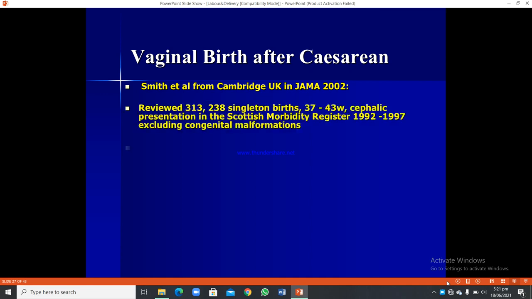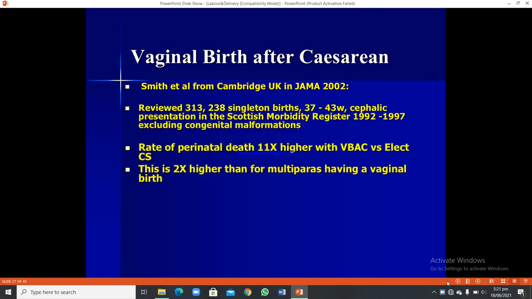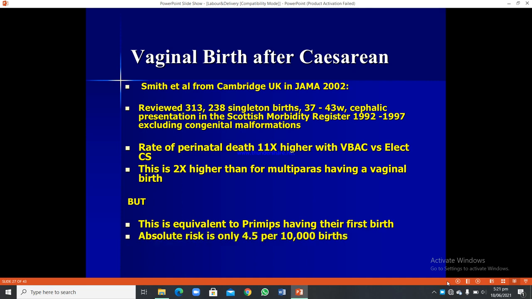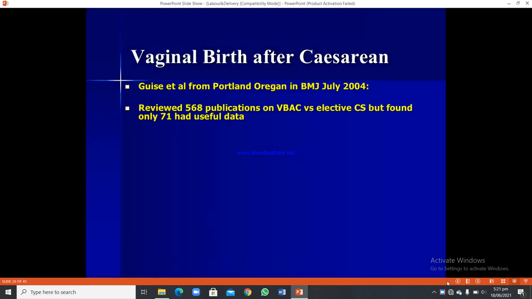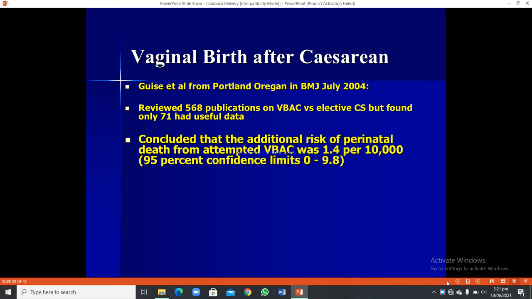Vaginal birth after the caesarean section, as I told you, the rate of perinatal death is 11 times higher with VBAC versus elective caesarean section, and this is 2 times higher than for multiparous women having a vaginal birth. But this is equivalent to primiparous, that is having their first child, first birth. Absolute risk is only 4.5 per 100,000 births. All emergency caesarean sections were classified as attempted VBAC. Concluded that the additional risk of perinatal death from attempted VBAC was 1.4 per 100,000.